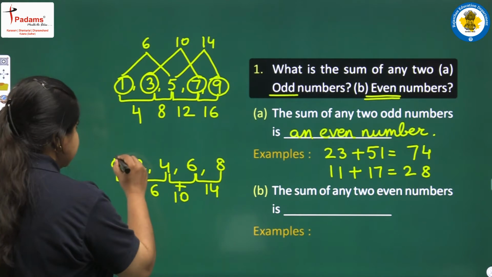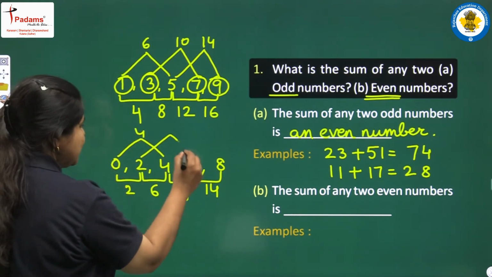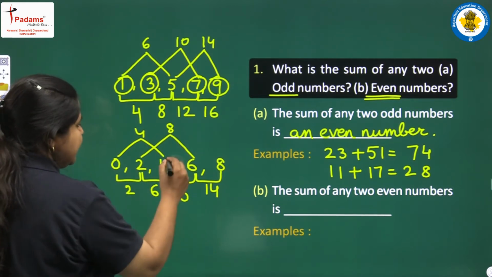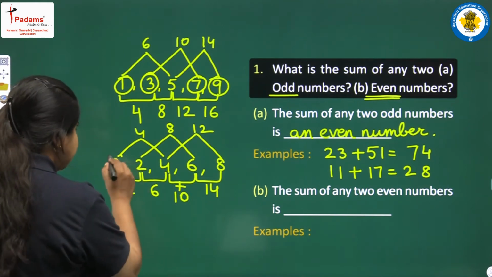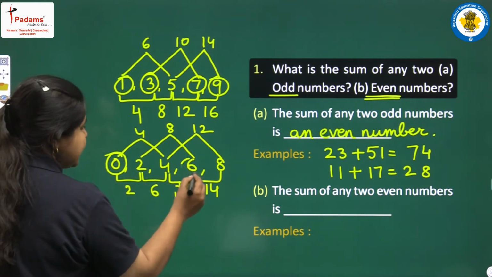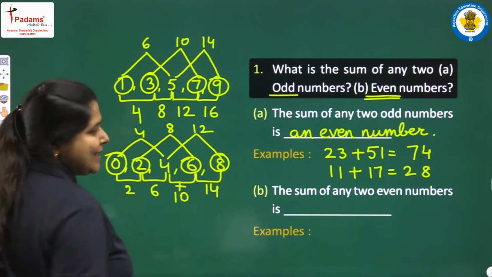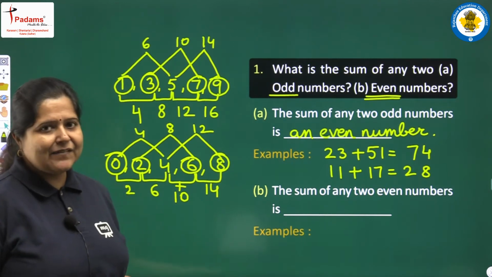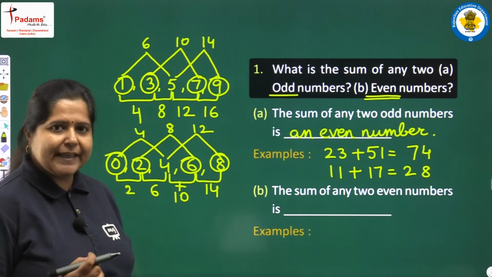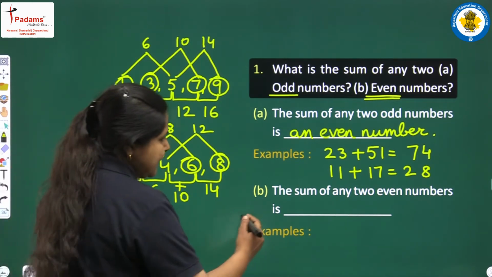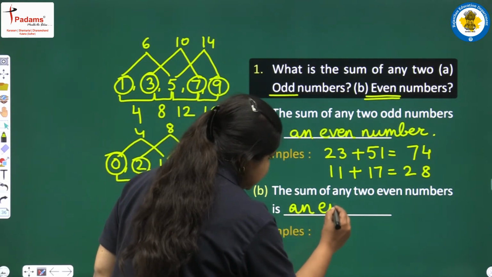Even if you add these two numbers, 0 and 4, it will be 4, even. If we add 2 and 6, it's 8, again even. 4 plus 8 is again even, 12. Even if you add 0 and 6, it's 6, even number. If you add 2 and 8, again it's 10, an even number. So in any case, you add any two even numbers, we get an even number. So we can write the sum of any two even numbers is an even number.